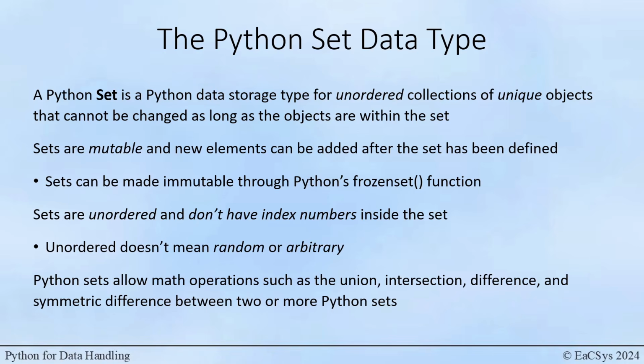Python sets allow for math operations such as the union, intersection, difference, and symmetric difference between two or more Python sets. And this means that it is possible to compute union, intersection, difference, and symmetric differences between two or several Python sets. And this property can be used as one of the many ways to find duplicate objects or similar uses of these math operations.